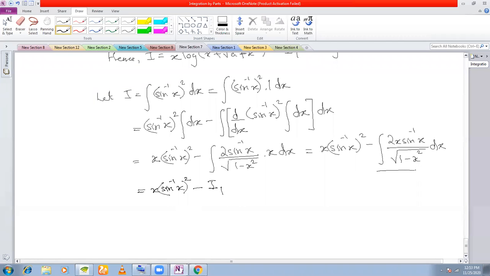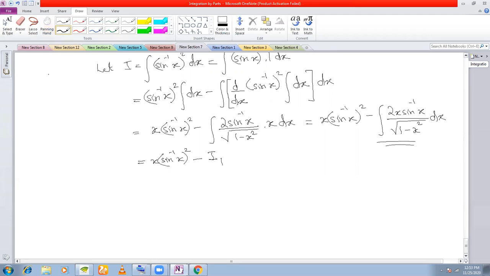So the question is, how do I evaluate this integral? Let us take this as I1 and evaluate it separately. Now, this is a very important integral that you must know, where I1 is equal to integral 2x sin inverse x divided by root 1 minus x square dx. Now here you know that the derivative of sin inverse x is 1 by root 1 minus x square, right?